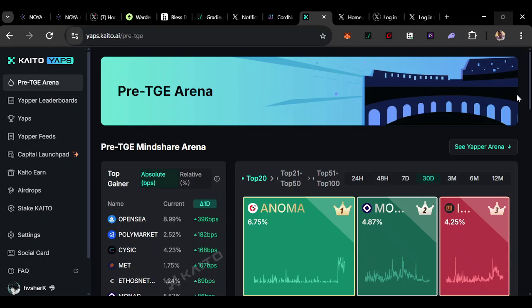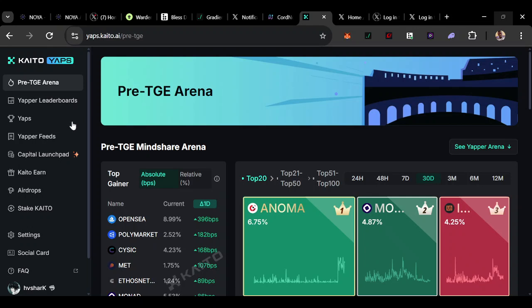When you get here, first of all, you need to sign in. If you have not done that, just sign in with your Twitter account. Once you open this, you're going to see everything here: Kaito Yaps, Pre-TGE Arena, Yapper Leaderboard, and everything. I'm going to walk you through every single one of them.